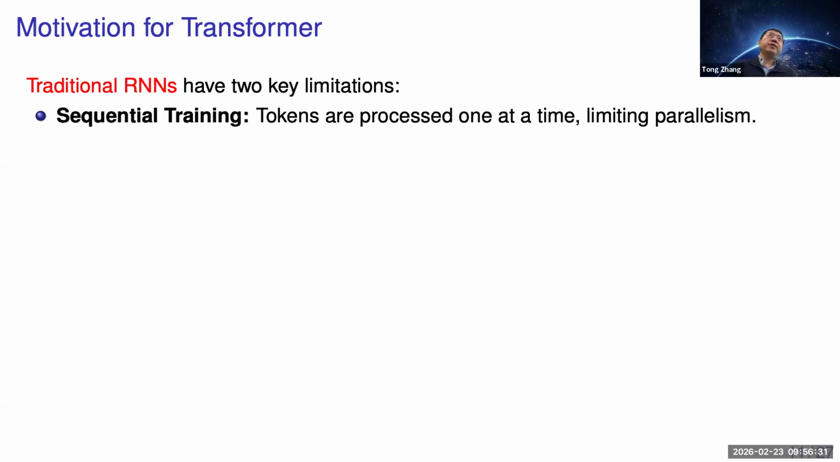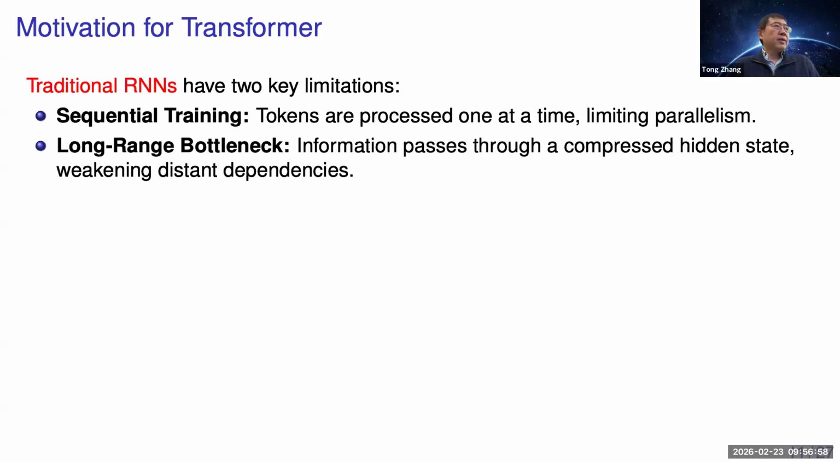RNN is like a very deep neural network. You can think about going through the backpropagation through time. It goes through a context length of that long, and basically, tokens are processed one at a time, limiting parallelism. This is for the training. For the inference, you always process one token at a time, right? But for the training, this causes a problem.